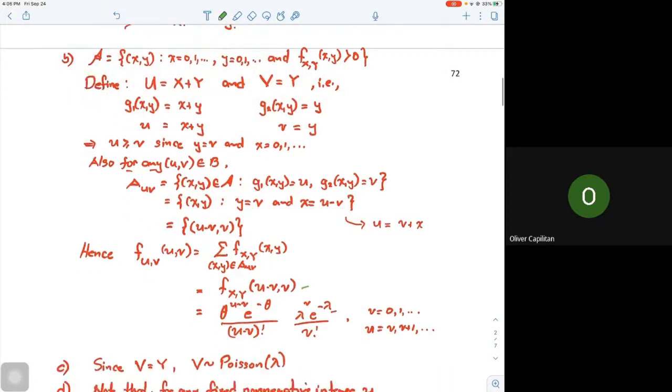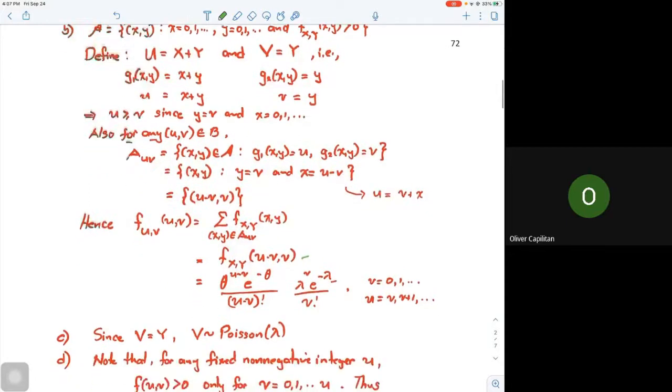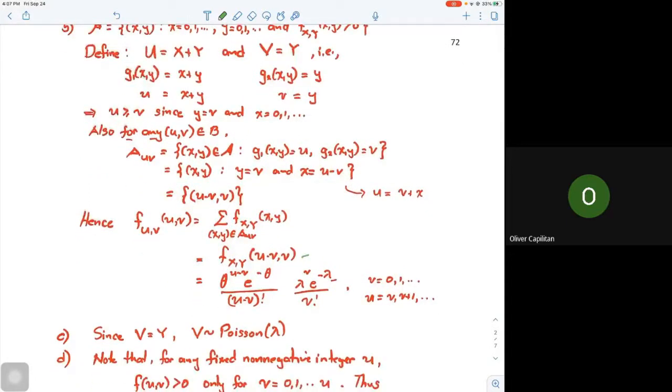Okay, then we can now solve for our joint PMF of the random vector with random variables U and V. And then we can also compute the marginal PMF, given that we have found already the joint PMF of U and V. Okay, so any questions or clarifications for that?